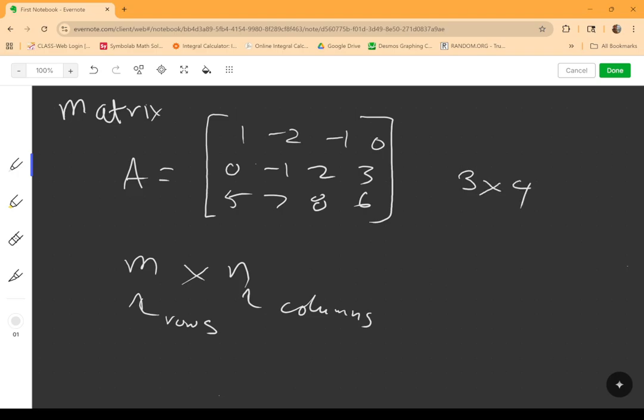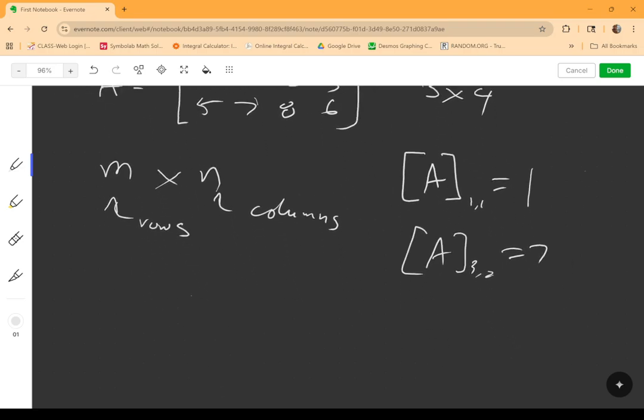A itself refers to the whole matrix. If we want to reference a particular value, we use the notation A with subscripts. For example, A 1,1 refers to the first row, first column, so that is 1. A 3,2 is the third row, second column, so that would be 7. That's how we reference the elements of a matrix.